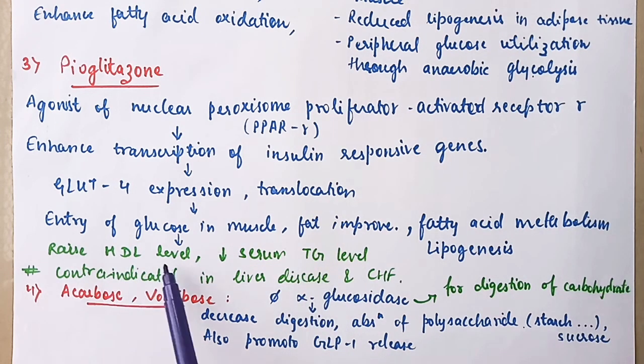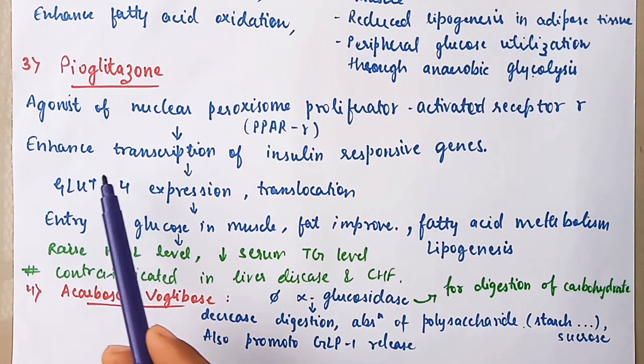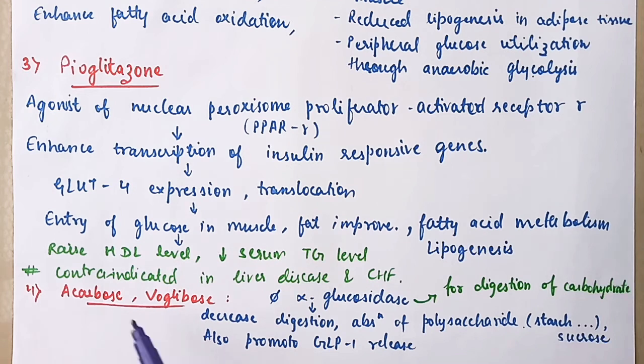So when the HDL level increases, that is the good cholesterol in the body increases. So this drug is also highly used. But the drug has a disadvantage that it is contraindicated in liver diseases and CHF, that is congestive heart failure. Next is acarbose and voglibose, that is the alpha glucosidase inhibitors class.